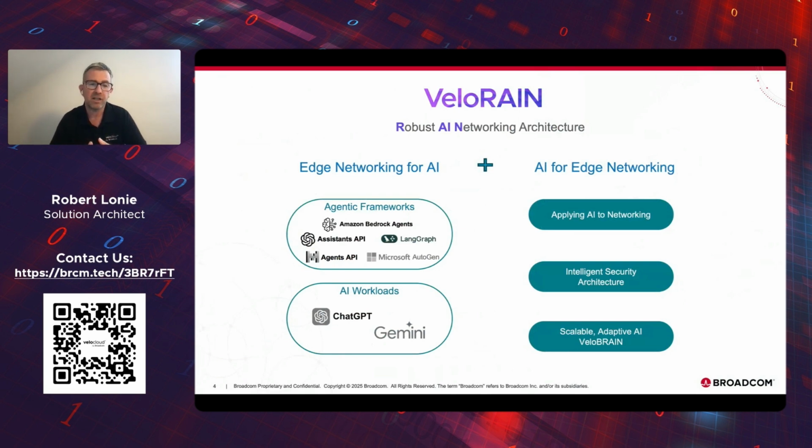Now, as we all know, the uptake of AI applications and workloads is changing the requirements for networking. And that's one of the aspects of VeloRain, looking at edge networking for AI. In conjunction to that, we are actually looking at using AI for edge networking. So essentially applying AI to networking, whether that's in an intelligent security architecture or using AI and AI Ops, with our VeloBrain solution, and I'll give you a demo of that in a few minutes.